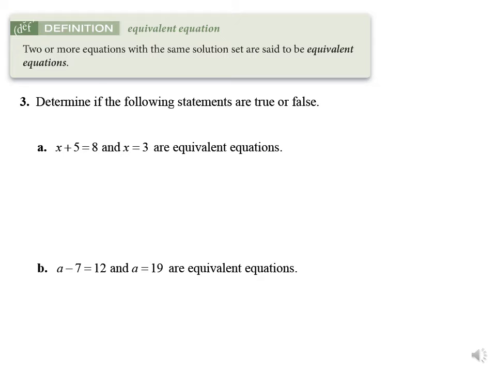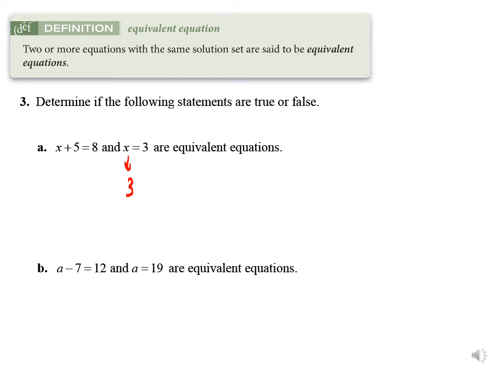So we have a few things here, and I don't particularly like the way the book has put this. The question for number 3 is this: is x plus 5 equal to 8 an equivalent equation to x equals 3? Well, we already know what the answer is, right? For the second one, we're trying to determine if these are equivalent equations. Does what works here also work here?